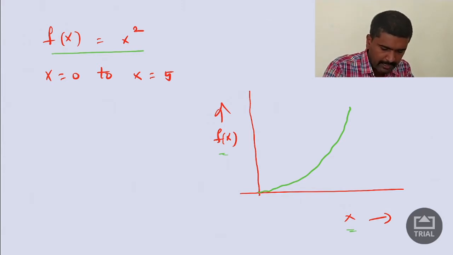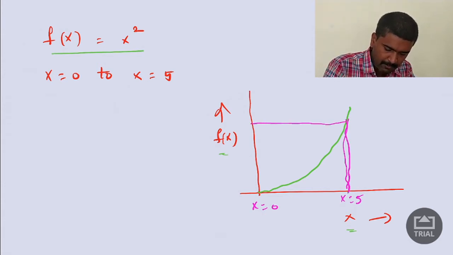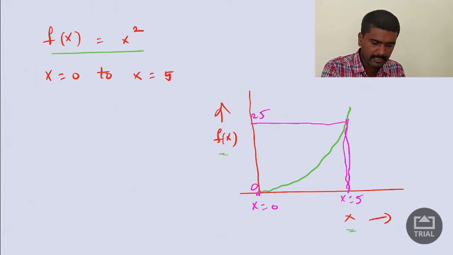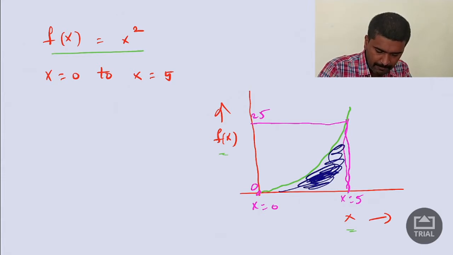Now you want to find the area under the curve from x is 0, maybe here, to x is 5, maybe here. At x equals 5, your f of x value will be 25, and at x equals 0, f of x value is also 0. Now you want to find the area under this curve, the area under this part.